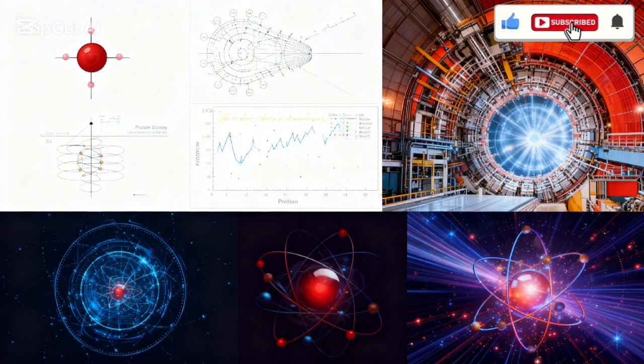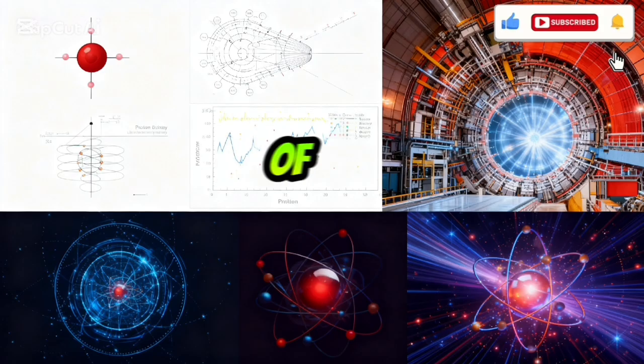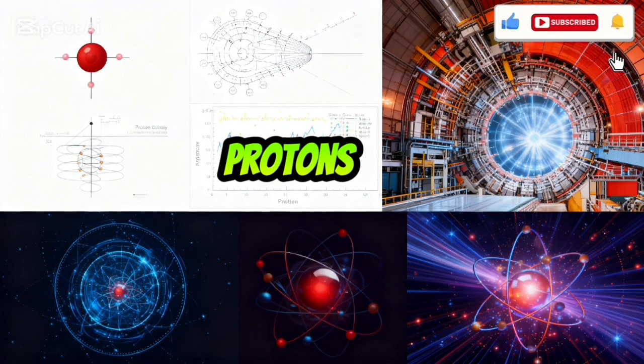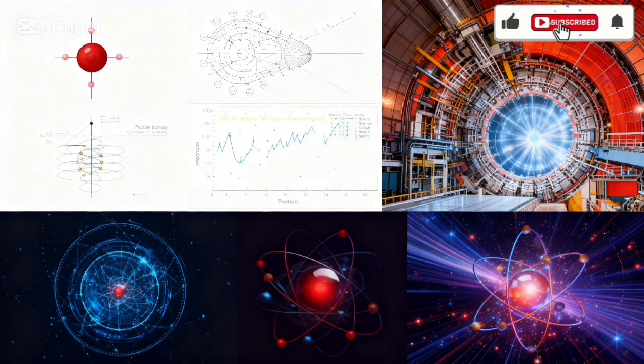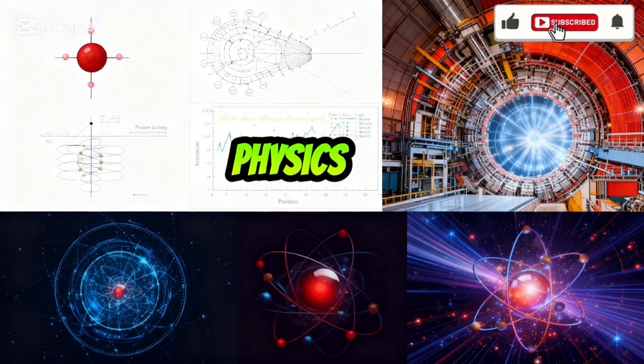Part 7. Importance of the proton discovery. The discovery of the proton completely changed atomic theory. Scientists now understood that atoms contain negative electrons and positive protons. This discovery helped build future atomic models developed by Rutherford, Bohr, and modern quantum scientists. Without the proton, modern chemistry and physics would not exist as we know them today.